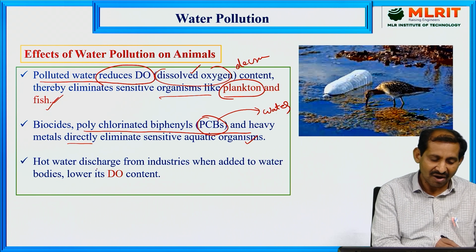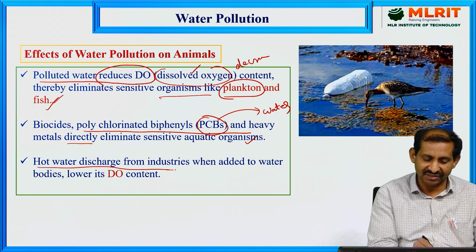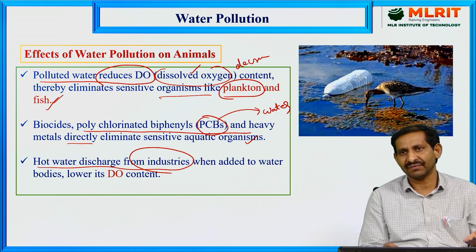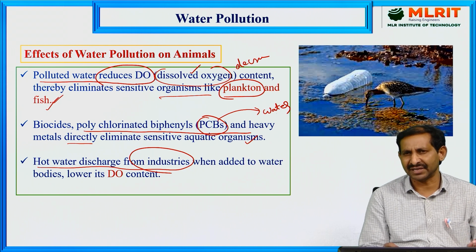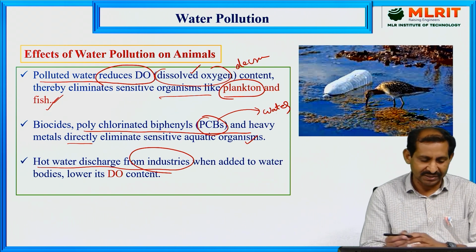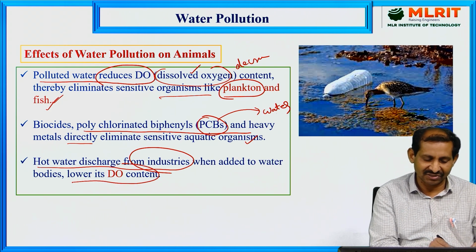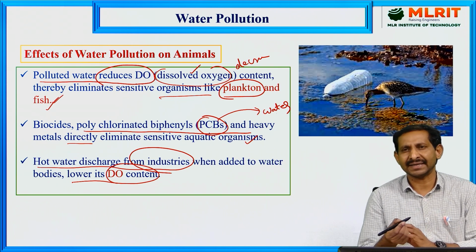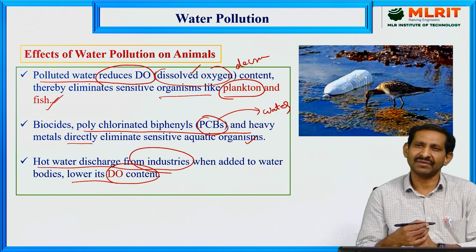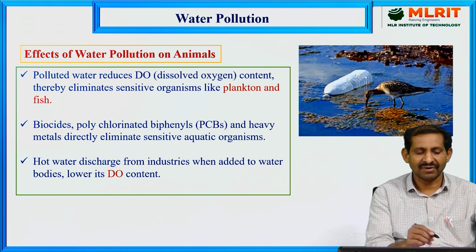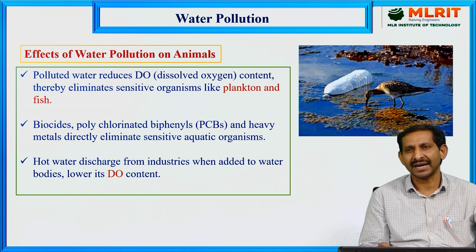Here, hot water will be discharged from the industries. When hot water is discharged from some industries, like the nuclear reactor we discussed in the previous slide, and enters the water bodies, it also lowers the dissolved oxygen content. Once the dissolved oxygen content decreases, it affects the plankton, fishes and other living organisms in the aquatic life. So these are the effects of water pollution on animals.